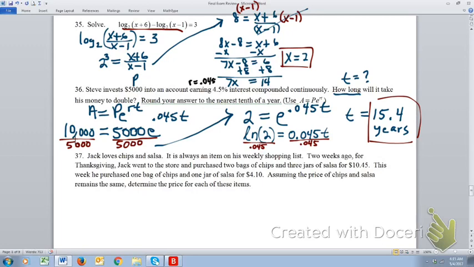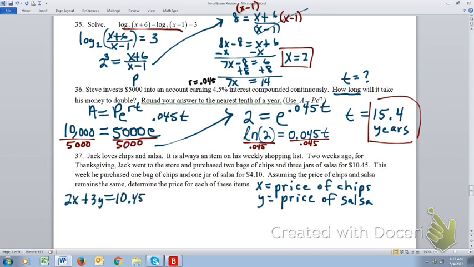Alright, so first of all, we have to find the price of chips and the price of the salsa. So there's my x and my y. I'm going to use x and y here. 2 bags of chips, the cost for that would be 2x. The cost for the 3 jars of salsa would be 3y, since each jar has a price of y. And that's equal to $10.45. And then we know 1 bag of chips and 1 jar of salsa, so that would be 1x plus 1y is equal to $4.10.